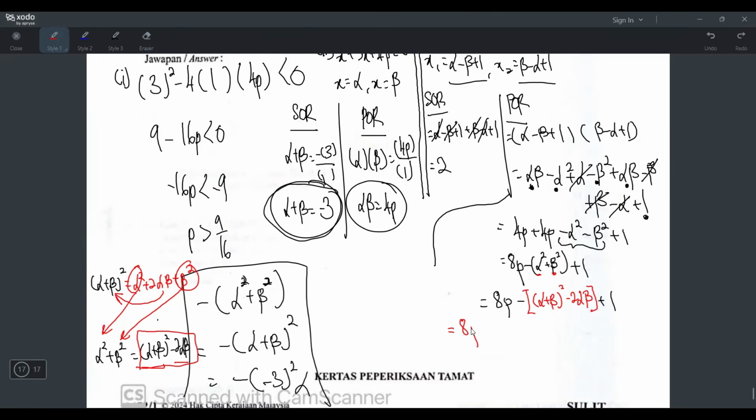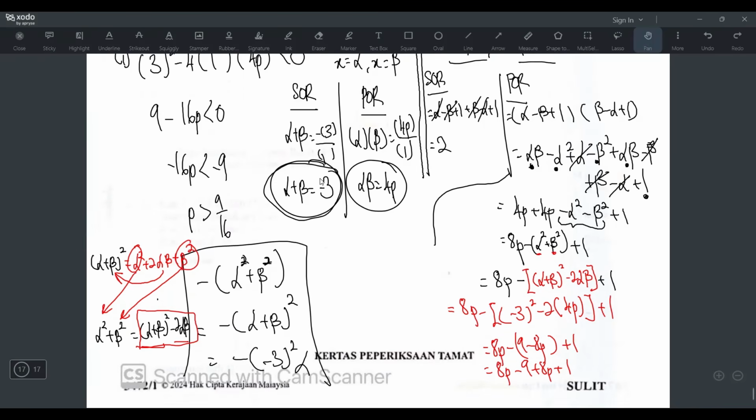So now you continue: 8p minus big bracket, small bracket. Now the alpha plus beta, now you can start already, because now the square is not inside anymore. It's outside the bracket. If it's inside like that, you cannot. So minus 2 times alpha beta, which is 2 times 4p. Then close the bracket, plus 1 equals 8p. The negative, leave it first. Let's do the inside first. Negative 3 squared is 9. 9 minus 2 times 4p is 9 minus 8p. But don't forget there's a bracket and then plus 1. Now when you open the bracket, all the signs change, so negative 9 plus 8p plus 1.